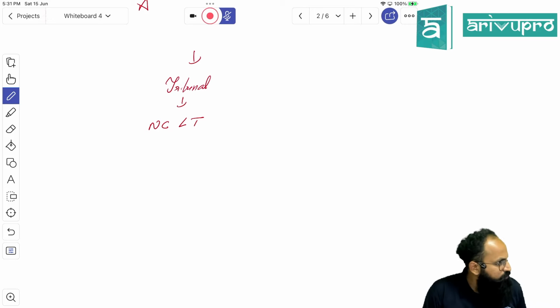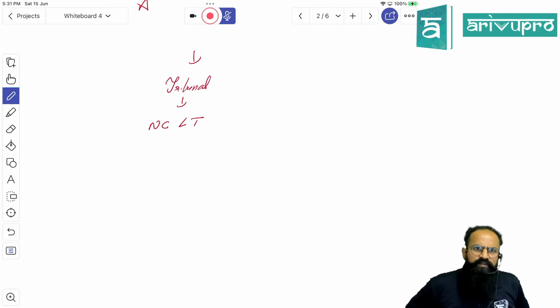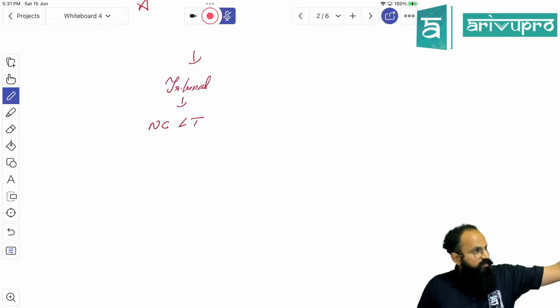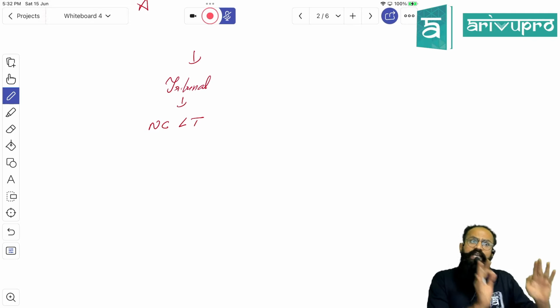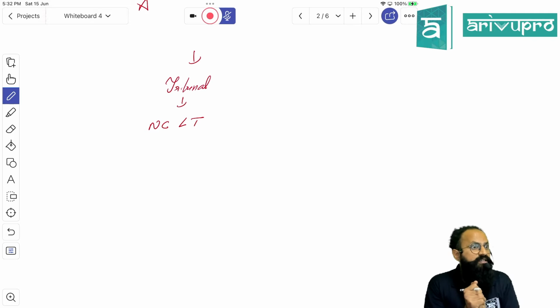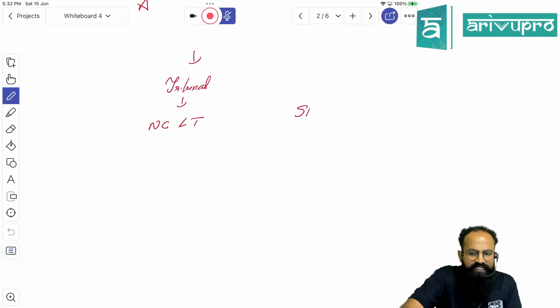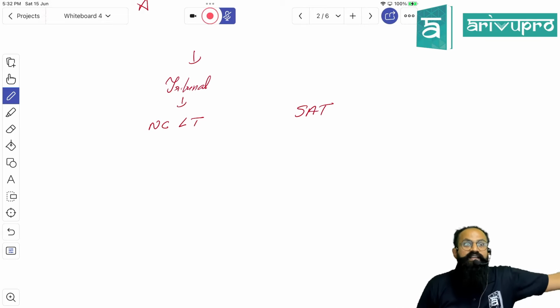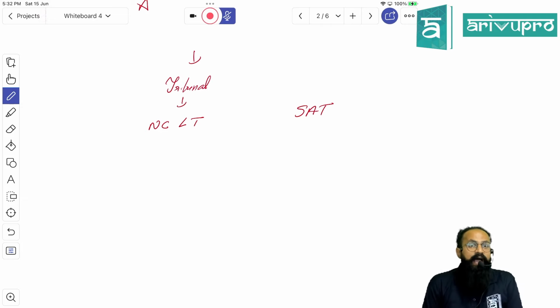Another example, I think you have heard of SEBI. SEBI has a specialized body to hear only capital market related matters, and that is called SAT. What is SAT? Securities Appellate Tribunal. So they will hear only their matters.